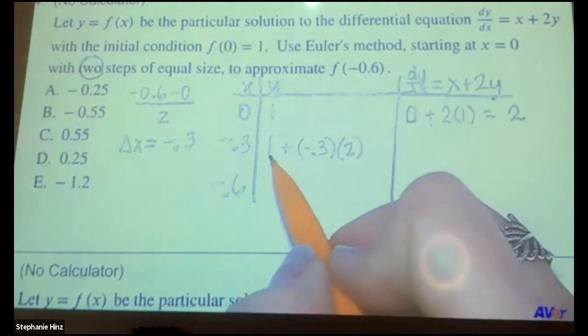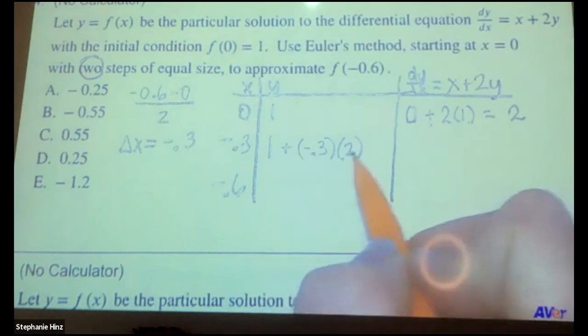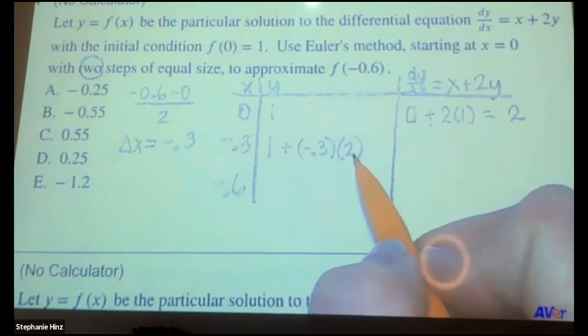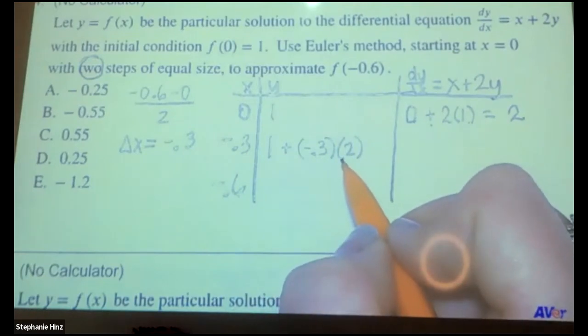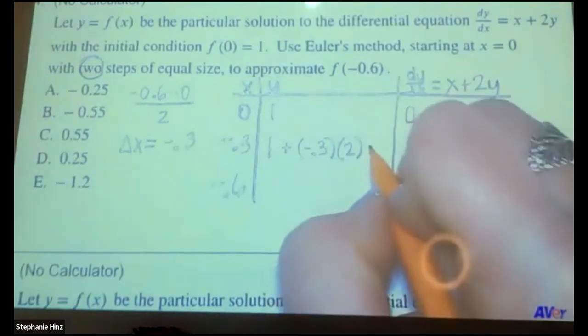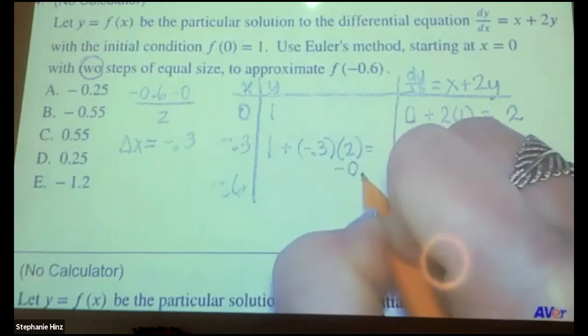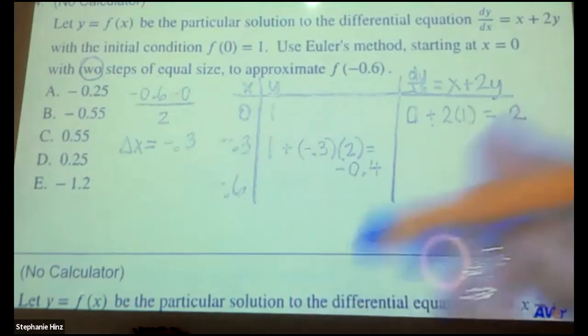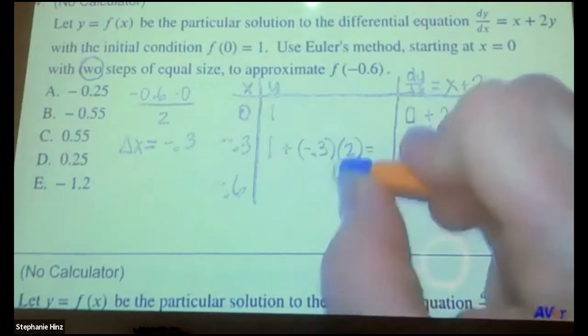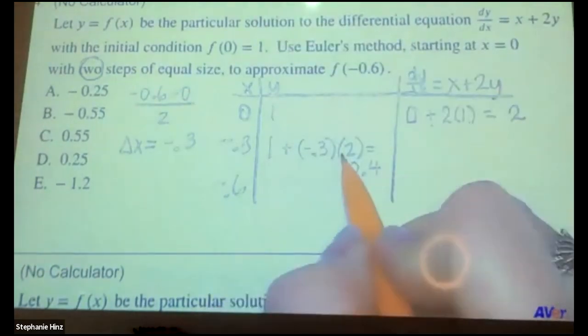So this is 1 minus 0.6. So 1 minus 0.6 is going to be negative 0.4. No, I said that. It's not negative. It's positive. Sorry. 1 minus 0.6 is 0.4.